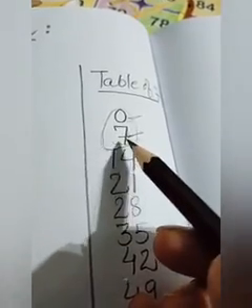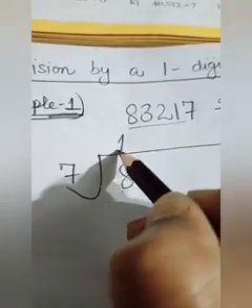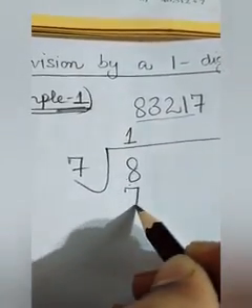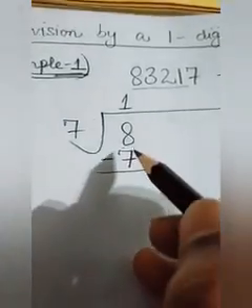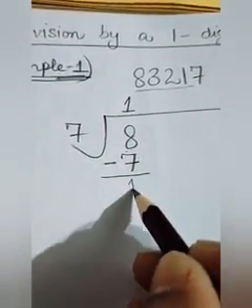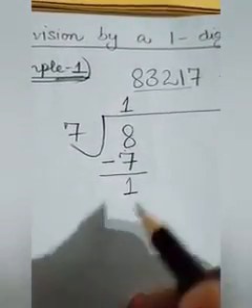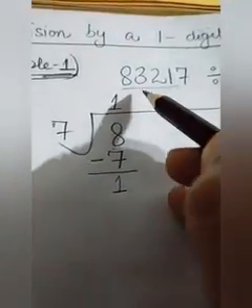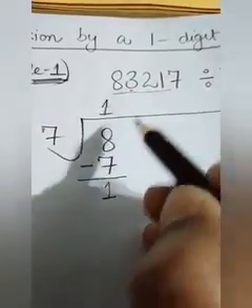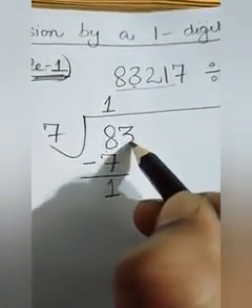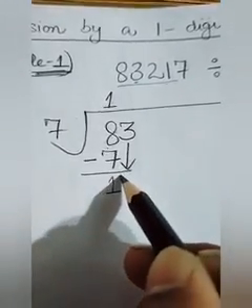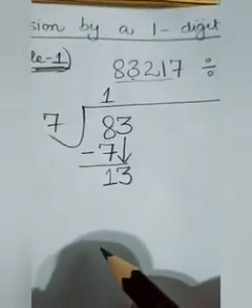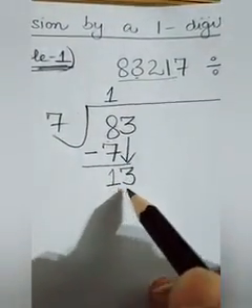Yes, and this is 7 ones the 7. So we will write 7 ones the 7. Now this will be subtracted. Now 8 minus 7, we will get 1. Yes, now this we have completed. Now see in the question what is the next digit, that is 3. We will write here 3 and this digit will be written downside with 1 like this. This 3 will be written with 1.